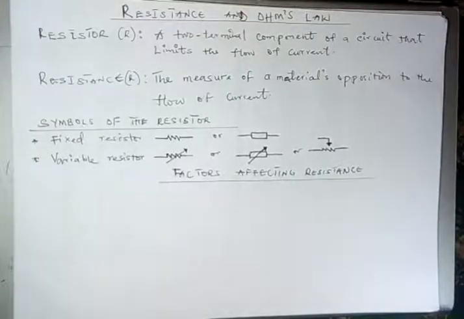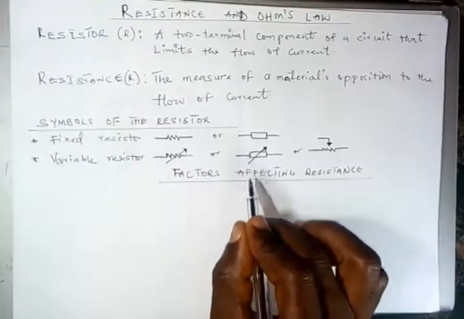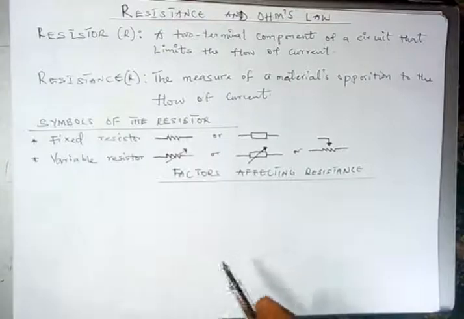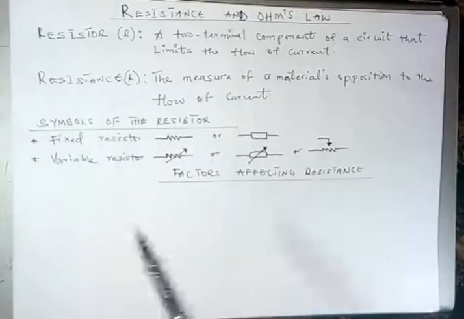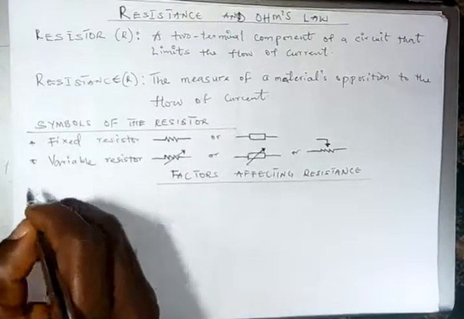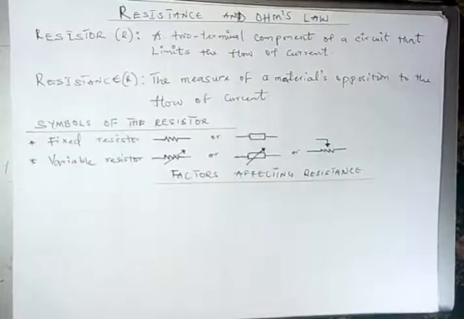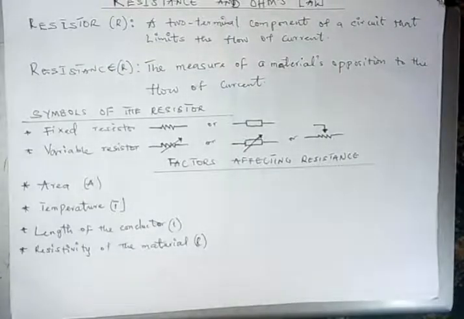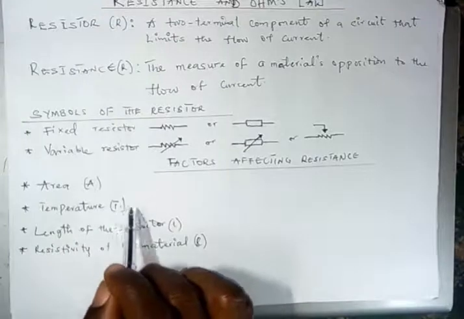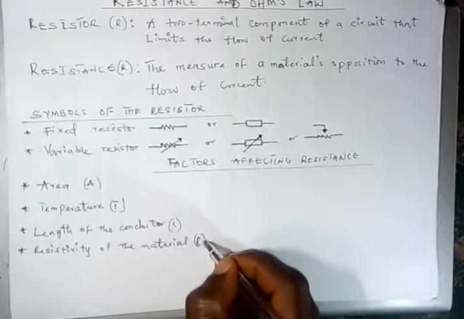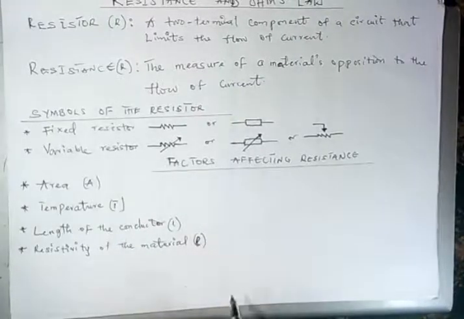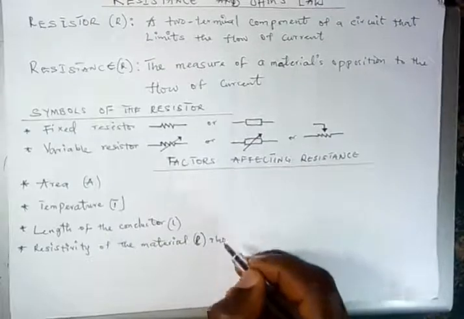Now, away from the symbols of the resistor, let's quickly look at the factors that affect resistance in a particular circuit. These are factors that can have some negative or positive impact on resistance. We have the area. We have the temperature. We have the length of the conductor, and the resistivity of the material. These are the four major factors that affect resistance in a circuit. So we have area here, the temperature of the material, the length of the conductor L, and the resistivity of the material. The symbol is in the form of a P here. It is known as rho. It's a Greek letter.